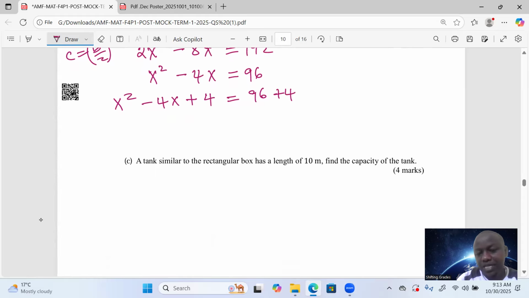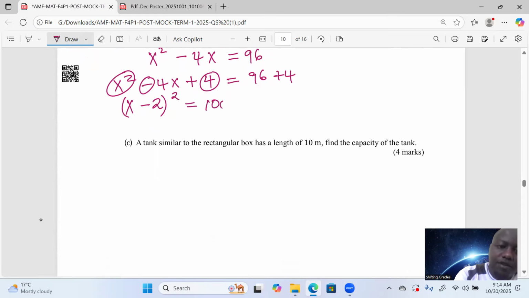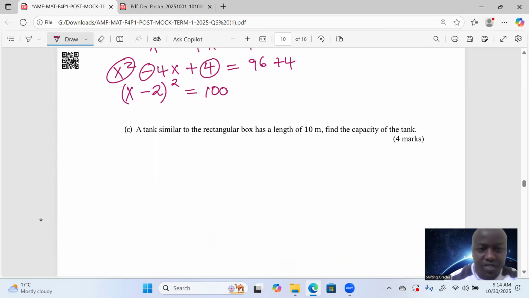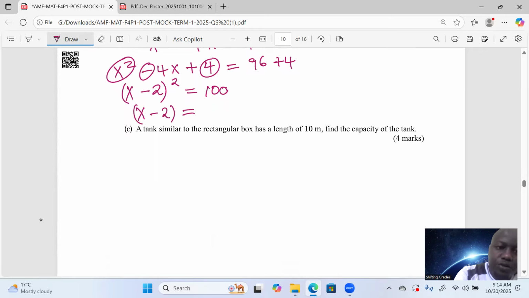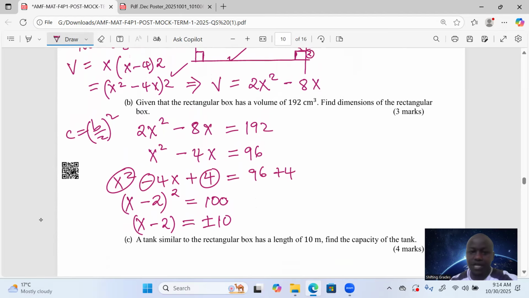So now we have completed the square on the left, meaning that now we can factorize. Factorizing a perfect square means square root of this part, the sign that follows, square root of this part squared equals 100. Then after that, now you can obtain the square root of both sides. Obtaining the square root for both sides means x minus 2 equals plus or minus 10. That's after getting the square root.